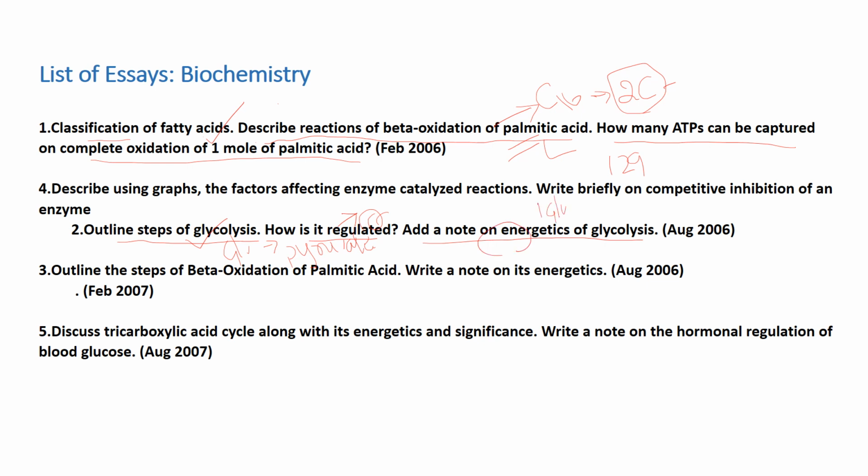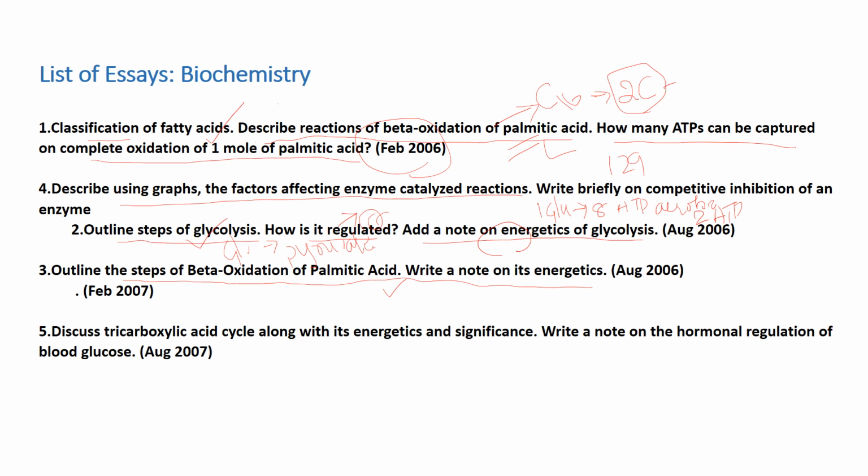And then add the energetics: when one molecule of glucose is oxidized, you get 8 ATPs in the case of aerobic, whereas in the case of anaerobic, only 2 ATPs are generated. So this is the answer you have to write for this. The next question is again the steps of beta oxidation of palmitic acid, and give the energetics. So I think I repeated the first question. The same thing you have to write here also.